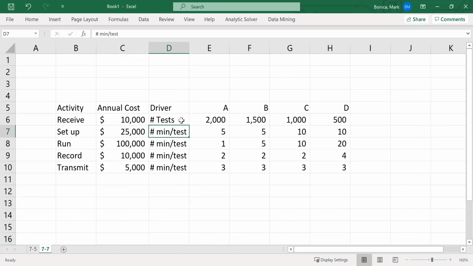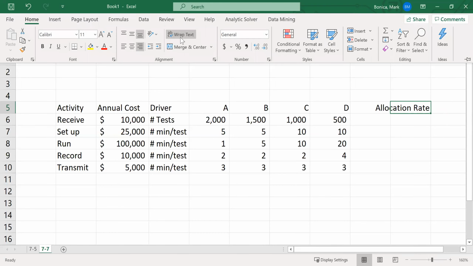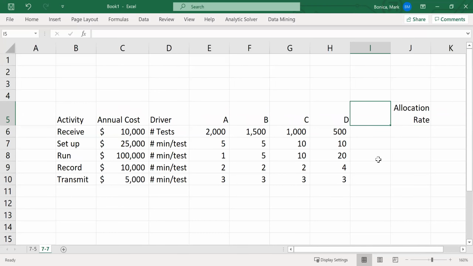So what we need to do to get the allocation rate per activity is get the total for the driver, so total units. In this case, receive is just number of tests.